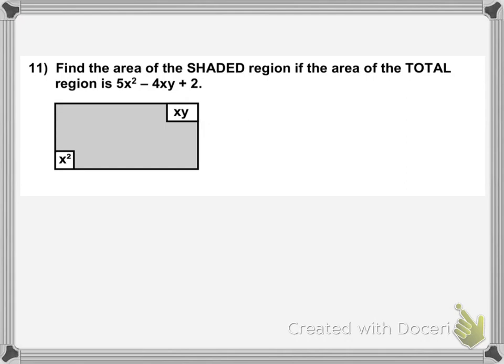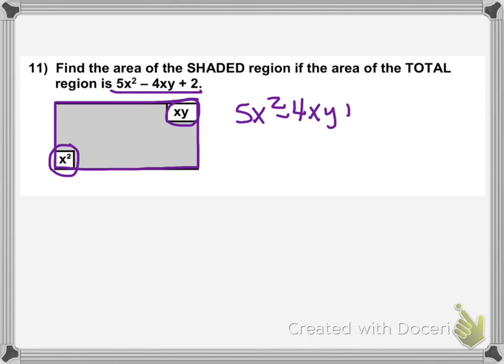Here's another one. Find the area of the shaded region if the area of the total region is this. Okay, so the total region is the entire rectangle, but we just want the area of the shaded part, so we need to subtract out these 2 little white rectangles, okay? So we're going to start with everything, which is 5x squared minus 4xy plus 2, and then we're going to take away the xy, and we're also going to take away the x squared. So we're going to take them both away.